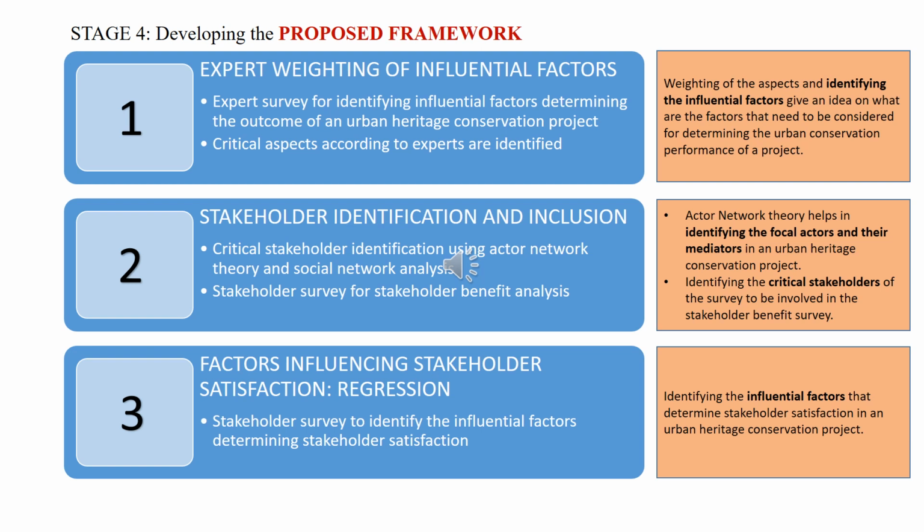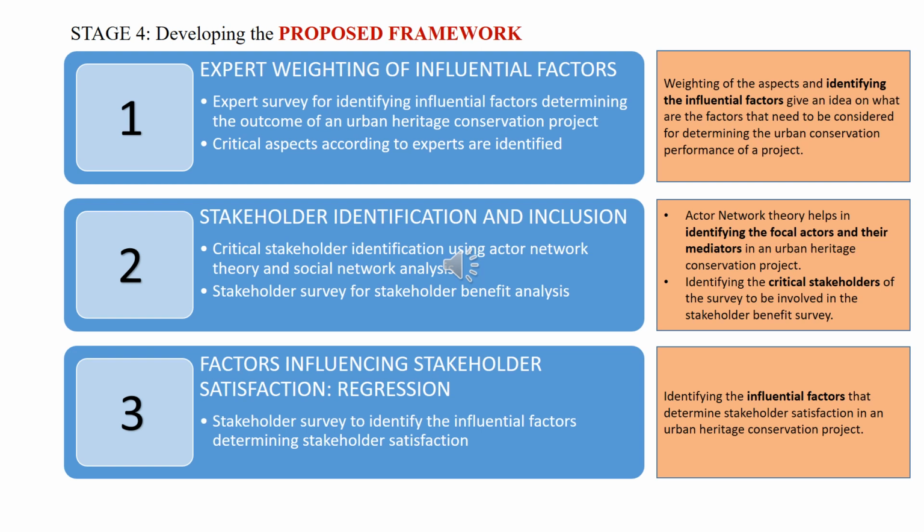The second stage was identifying the stakeholder groups and their inclusion. The critical stakeholder identification was done using actor network theory and social network analysis, and the stakeholder survey for stakeholder benefit analysis was also done. As part of the actor network theory, we identified the focal actors and their mediators in an urban heritage conservation project, and as part of the stakeholder benefit survey, we identified the critical stakeholders that can be considered positive as well as negative stakeholder groups within an urban heritage conservation project.